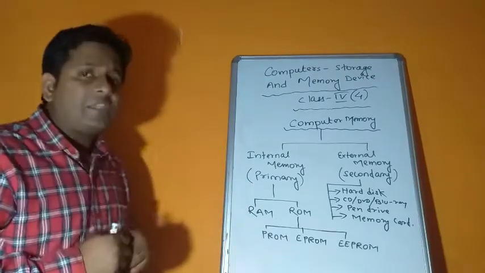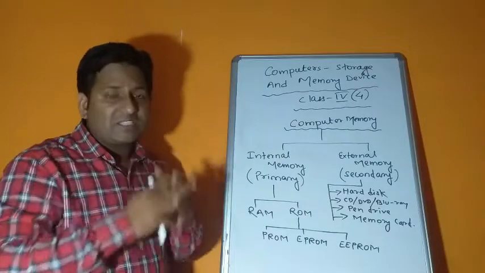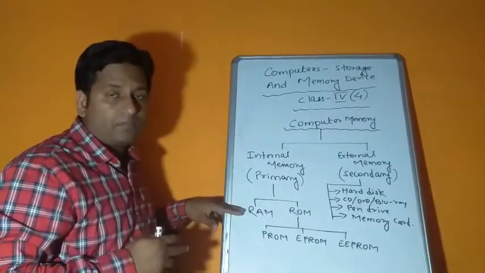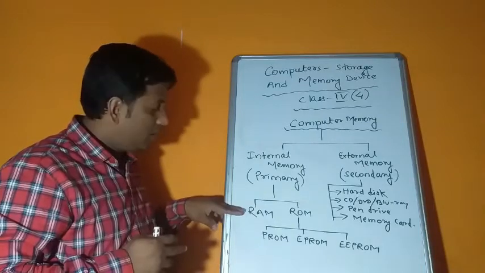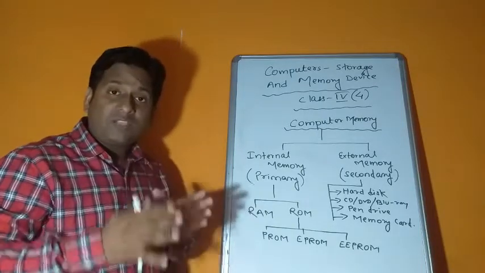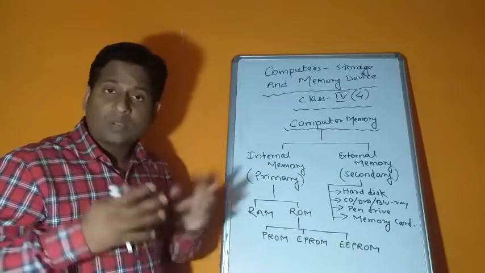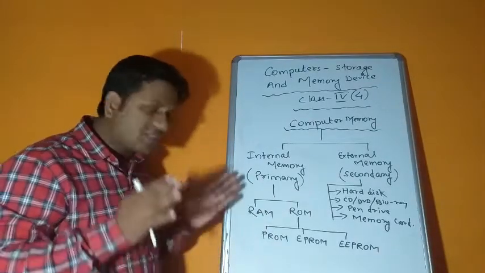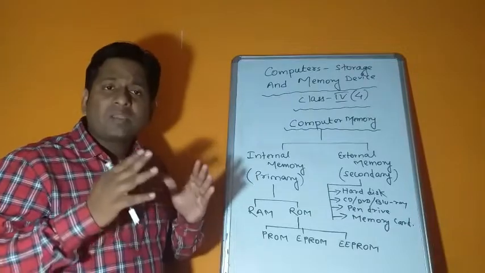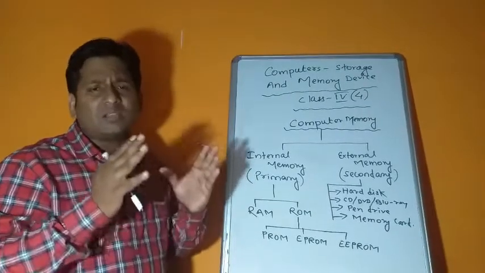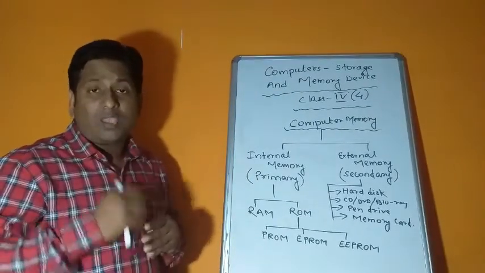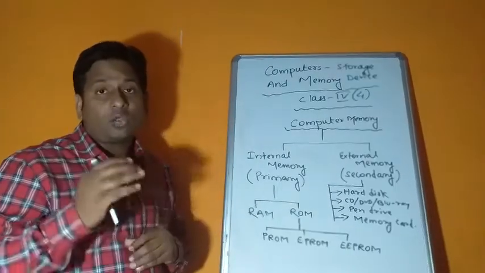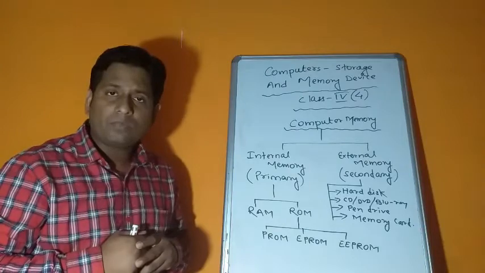The computer speed, the computer efficiency depends on the size of RAM. If the size of RAM is good, the computer is efficient in working. But if the size is less, the computer efficiency also decreases. So the efficiency of a computer totally depends on the capacity or size of RAM.